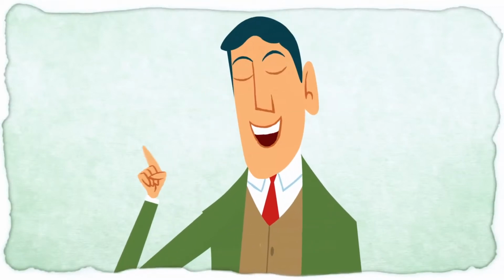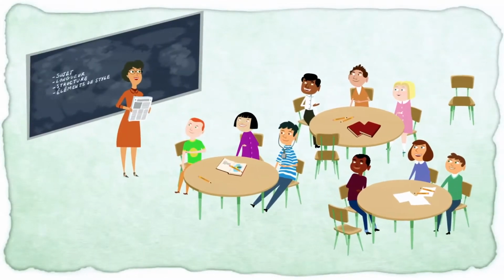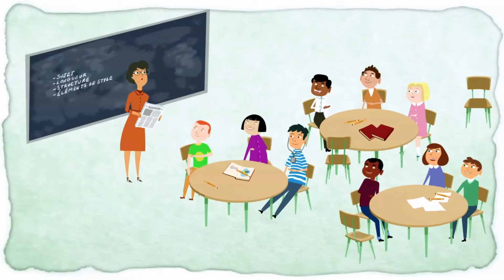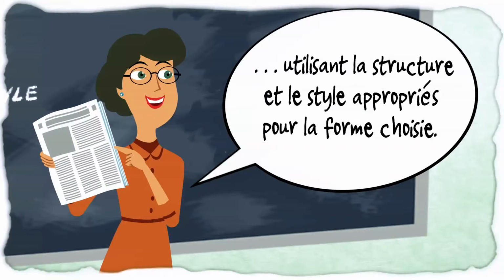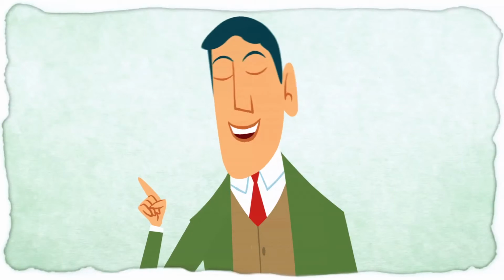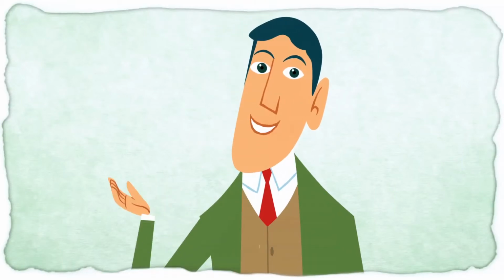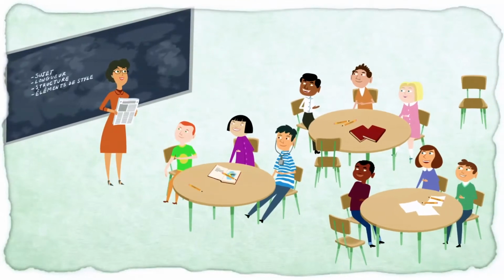But what does it look like in the class? Mrs. Jean's Grade 8 Core French class is working in small groups writing newspaper articles. Before the students start the assignment, Mrs. Jean shares the expectation for the task so the students have the opportunity to identify criteria for success.